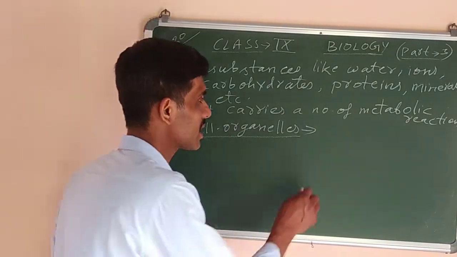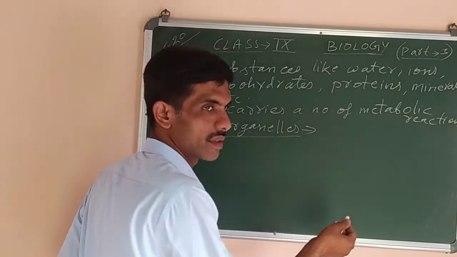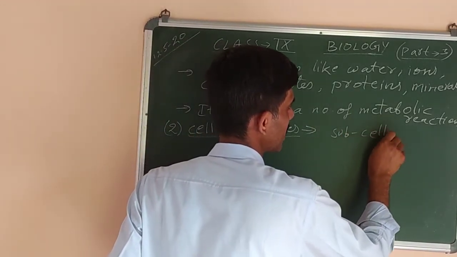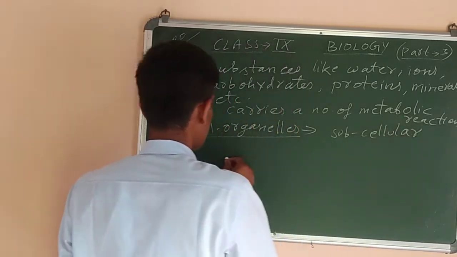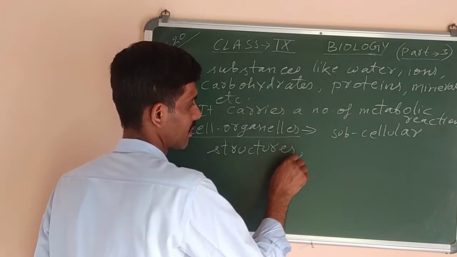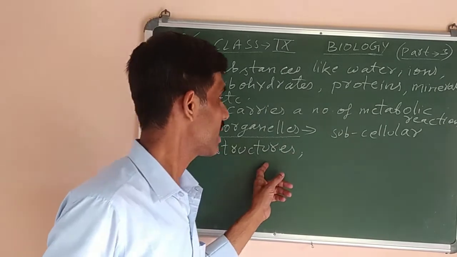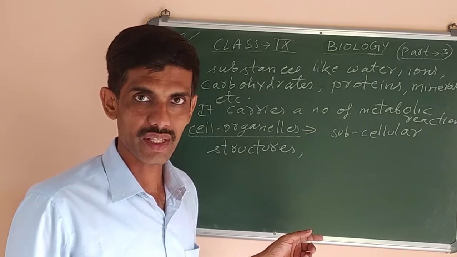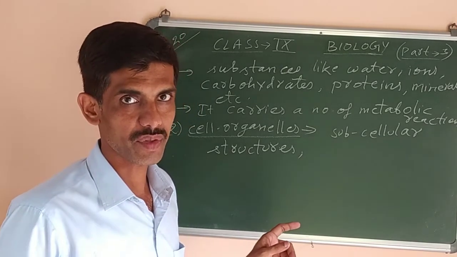So cell organelles are subcellular structures. Sub means within the cell, a smaller part of the cell. Subcellular structures. First point you can write, what are they? They are subcellular structures. They are of different shape and size that carry out different types of functions.